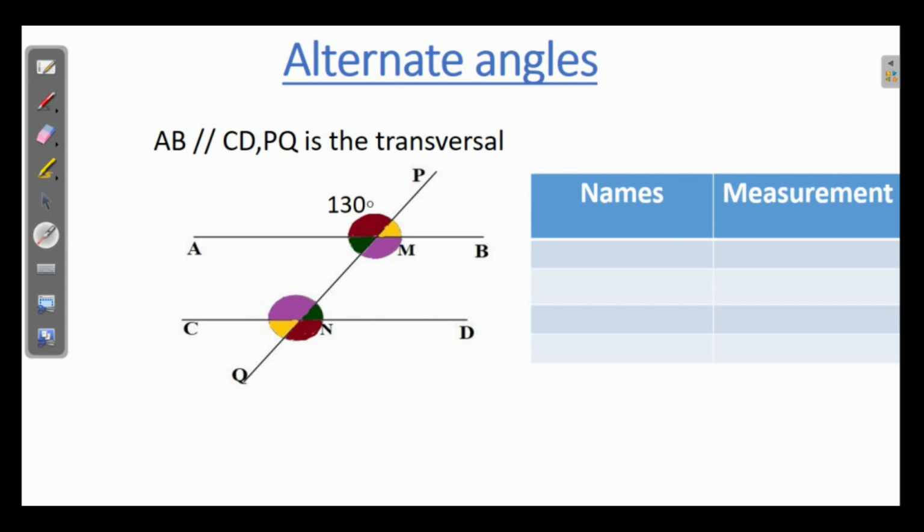We have to find out the measure of all the other angles in this figure and we have to pair it as alternate angles and find its specialities, and we have to write the name and measure of each angle in the pair.